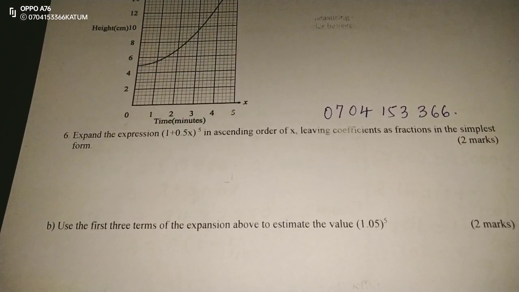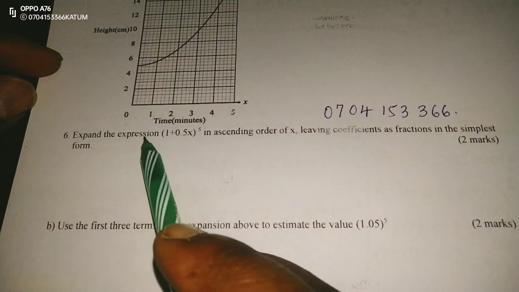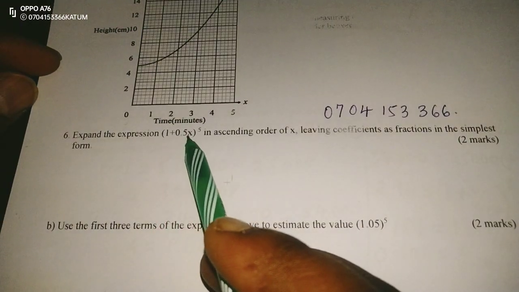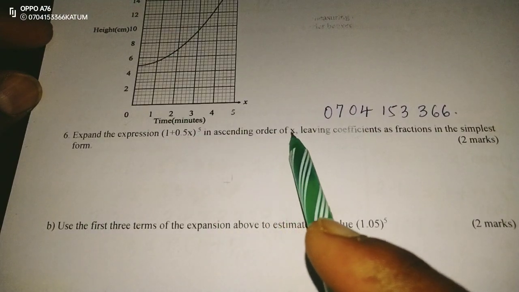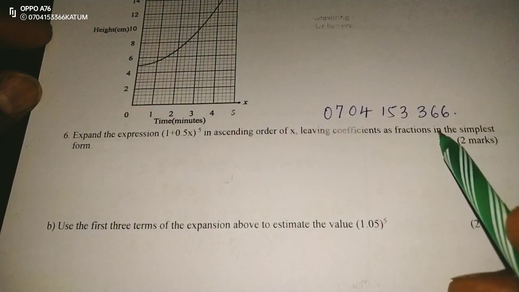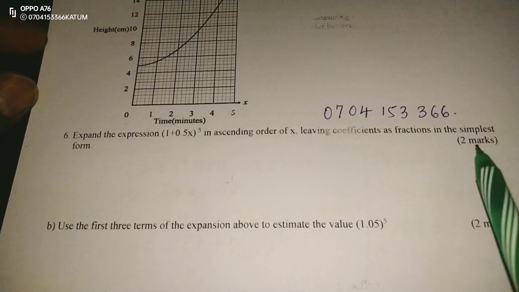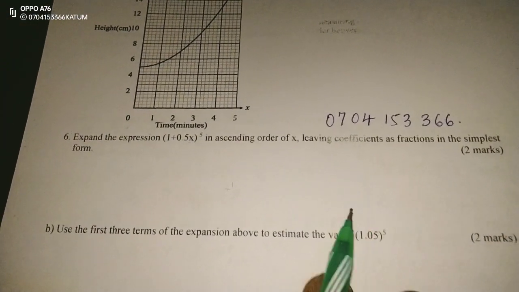So when I look at this question, we are told to expand the expression (1 + 0.5x)^5 in ascending powers of x, leaving coefficients as fractions in their simplest form.